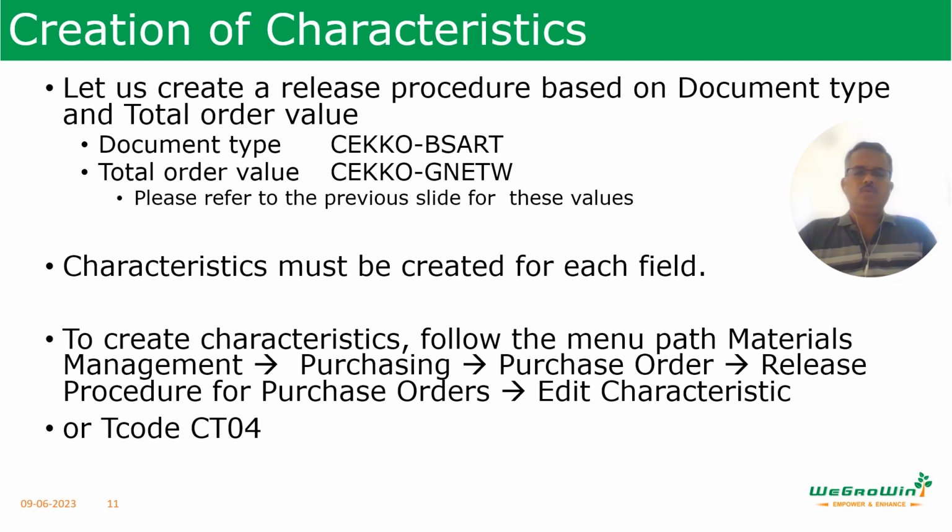And we need to create characteristics for each field. For the document type BSART, we need to create one characteristic. For order value GNETW, we need to create another characteristic. To create the characteristics, we can use the menu path shown here or use the T-code CT04.